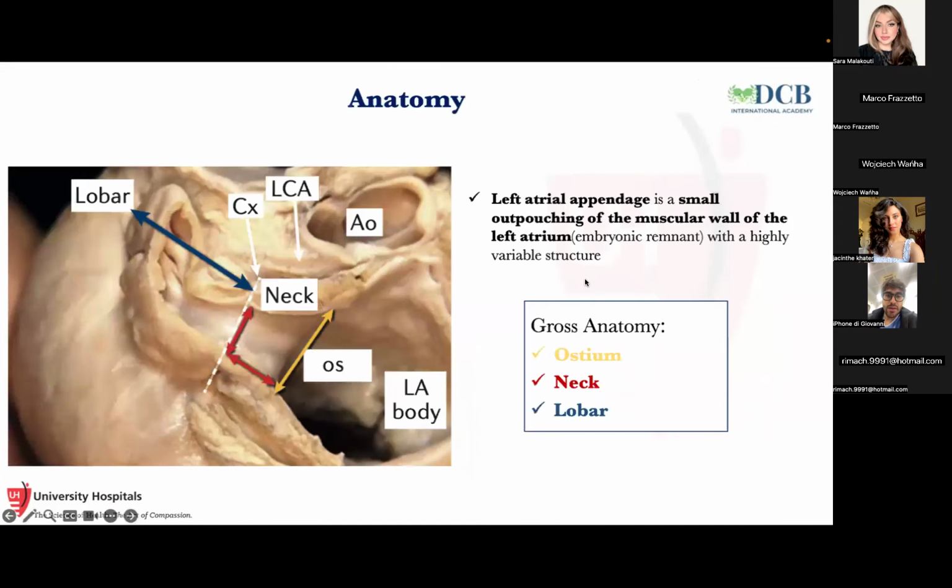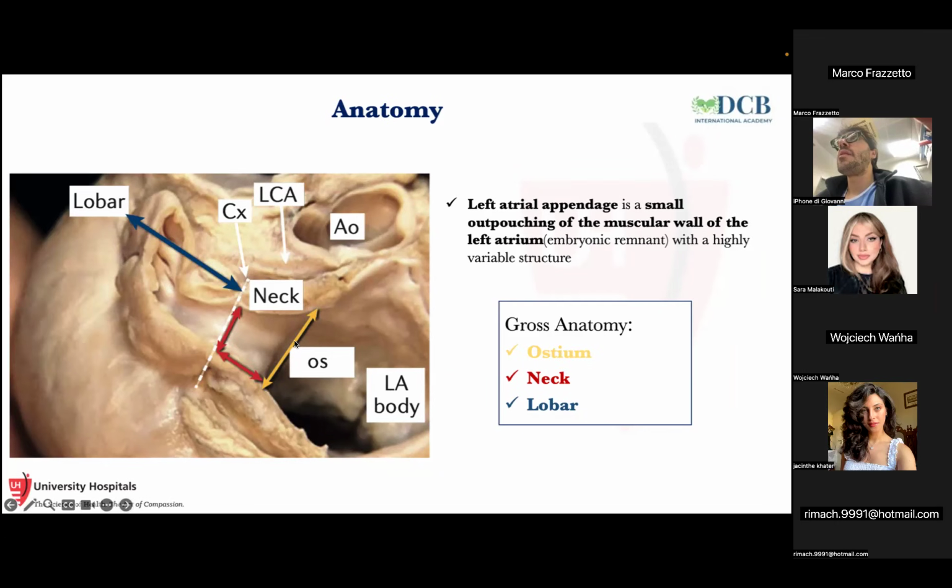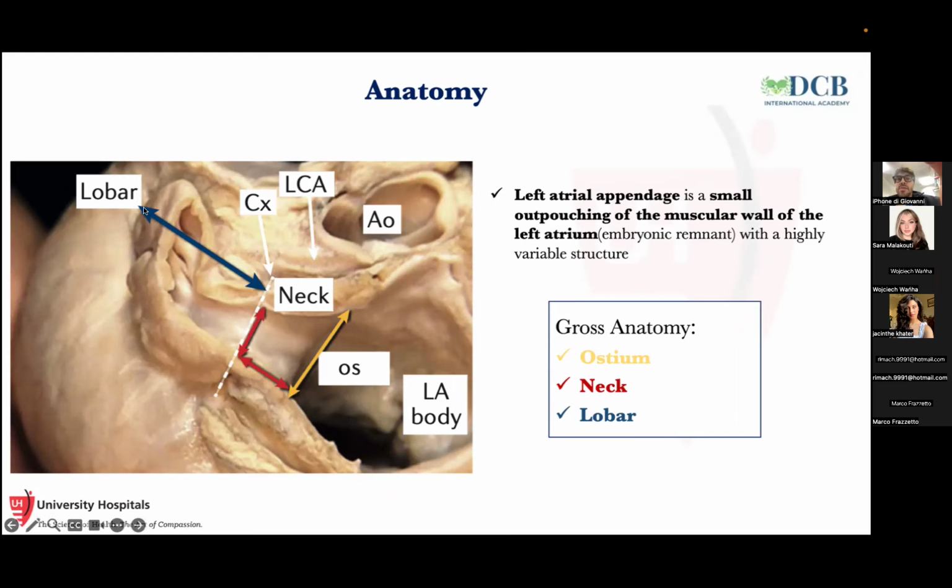Let's start from the anatomy. What is the left atrial appendage? It's a small outpouching of the muscular wall of the left atrium and an embryonic remnant, but the structure is highly variable. In general, as a gross anatomy, we can distinguish 3 parts. We can distinguish an ostium. This is the most important part for an interventional cardiologist because it's the part that we want to occlude in order to prevent thromboembolic events. The neck, as you can see in red, and the lobar part, that is the most variable part.